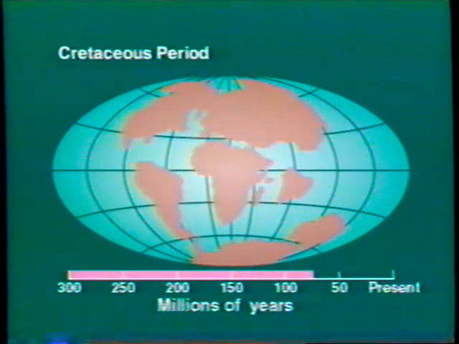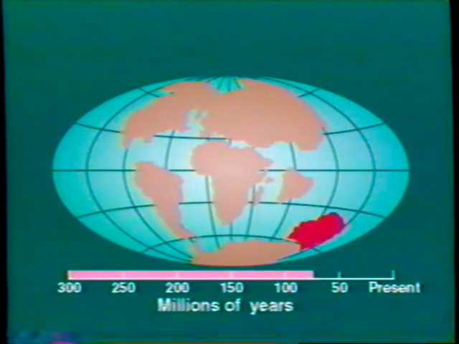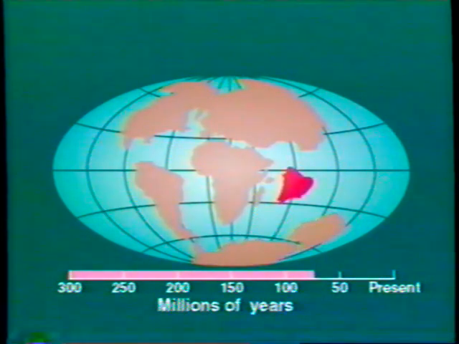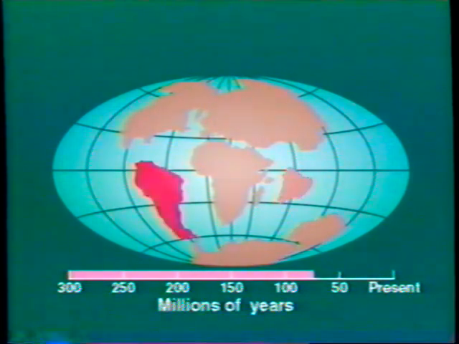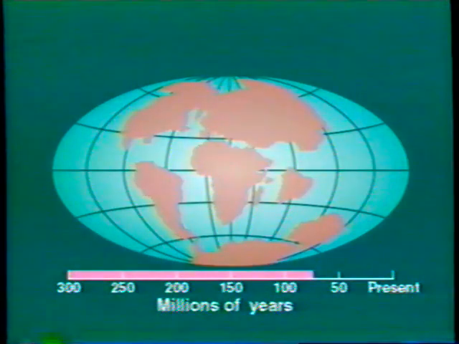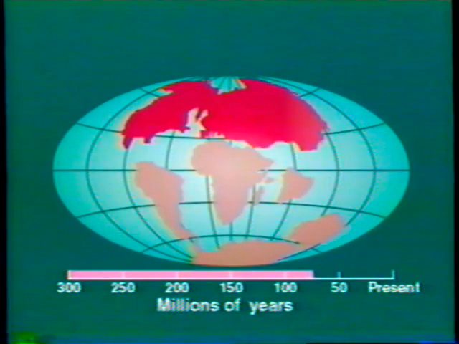By the Cretaceous period, approximately 144 to 65 million years ago, Australia and Antarctica had separated, and India was nearly at the level of the equator. South America and Africa were widely separated. North America and Eurasia began to separate.